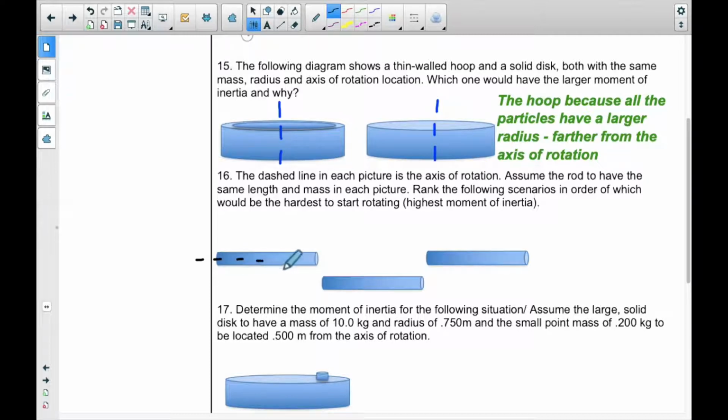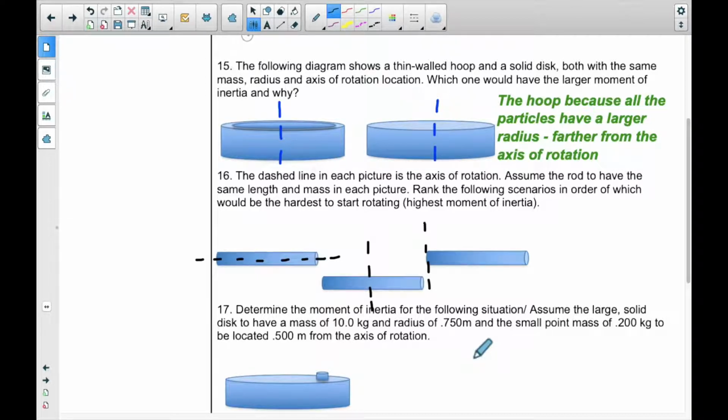This one, let's say, has an axis going this way, so it's spinning around it that way. Let's say this one has an axis of rotation down the middle, so it's spinning around and around in that direction. And then let's say this one has the axis of rotation over here like this. Okay, and so the question is, which one is going to have the highest moment of inertia and which one's going to have the lowest moment of inertia?